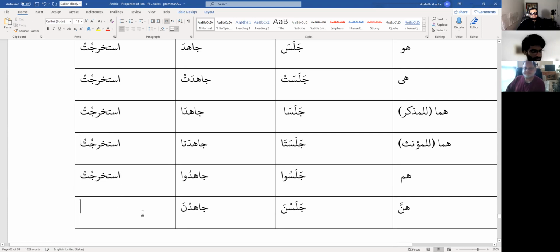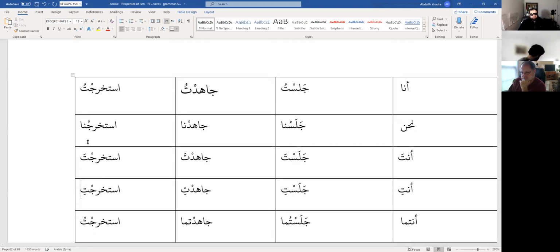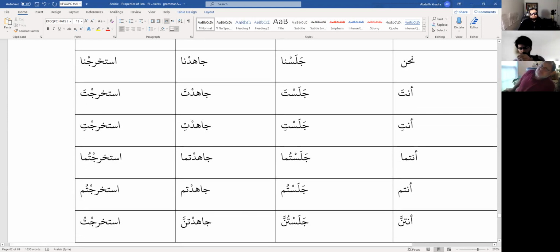Nahnu istakhrajna. Na'am. We're gonna add what? Na of the fa'ilin, of the doers. Okay. Anta istakhrajta. Anti istakhrajti. Aywa. Antuma istakhrajtuma. We add what do we add? Alif of the two and mim al-imad. Or we can say ma, which is for the two. Okay. Antum istakhrajtum. We just add mim of the plural. Antunna istakhrajtunna. We just add noon of the women, which is mushaddada.